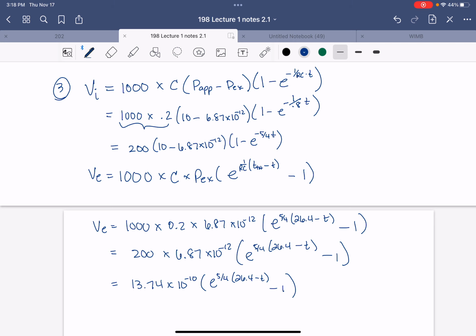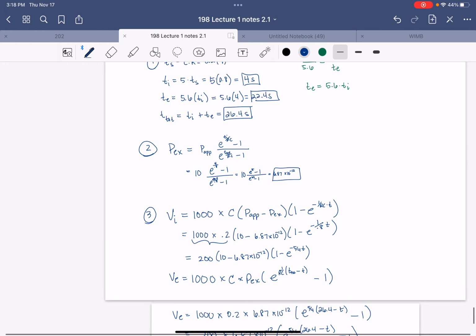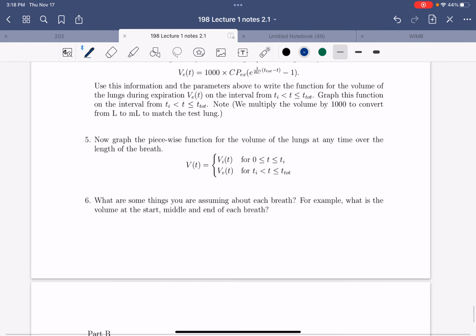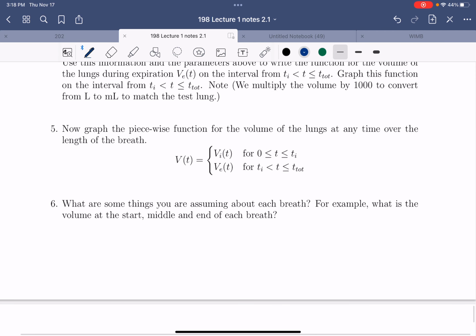And really what we want to do next is jump into the next piece. So what we're going to do in the lab is part number 5, which is graph the piecewise function for the volume. So we're going to graph VI from 0 to, in my case, 4. And then we're going to graph VE from 4 to 26.4.